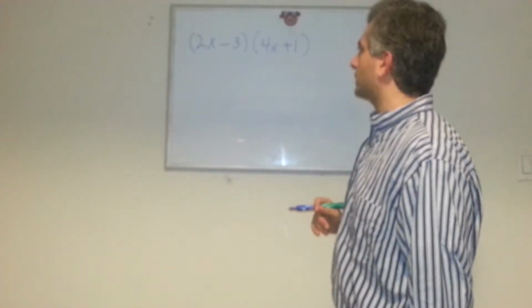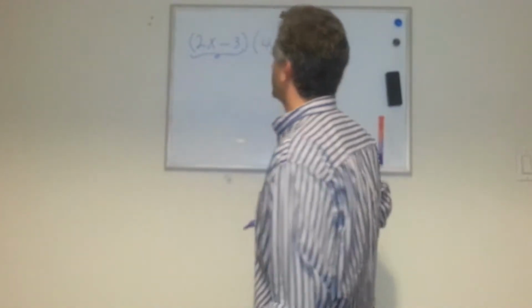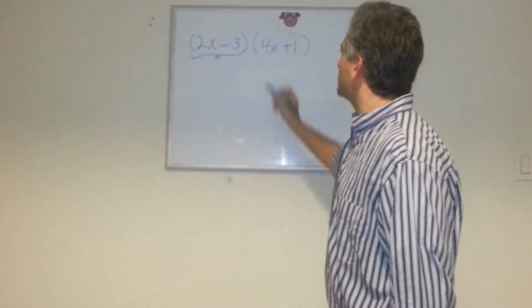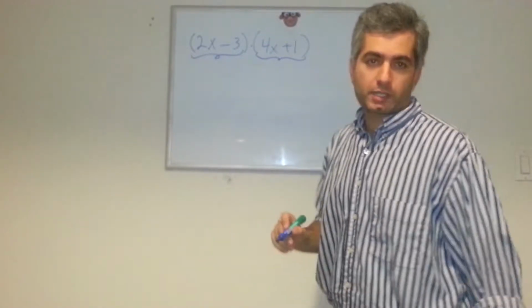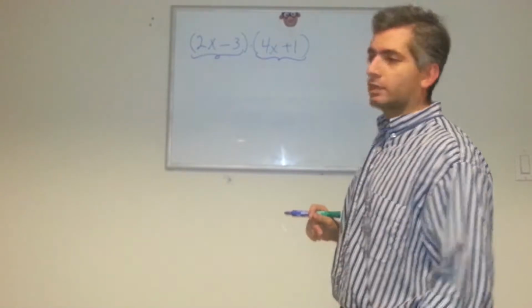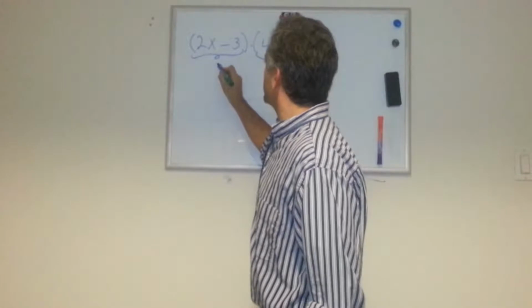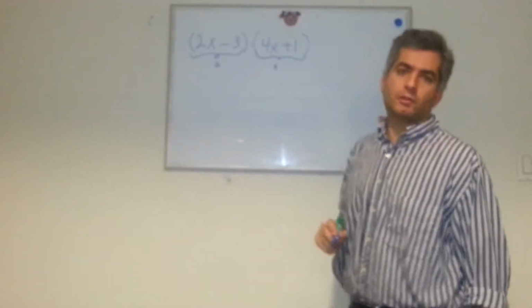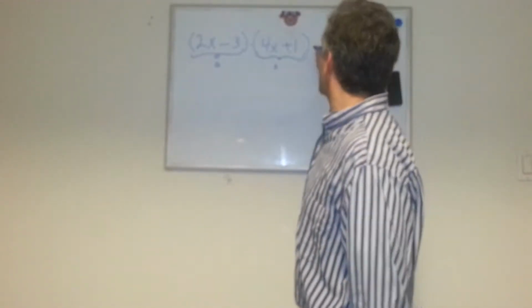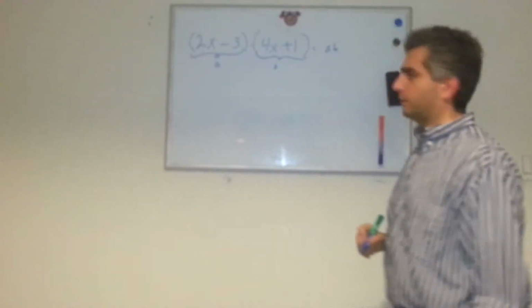multiplied by 4x plus 1. Now, in a scenario like this, this whole expression, or this whole term, 2x minus 3, is being multiplied with this whole term, 4x plus 1. So if we imagine that 2x minus 3 represents some variable a, and 4x plus 1 represents some other variable b, this expression should technically give us a result ab.